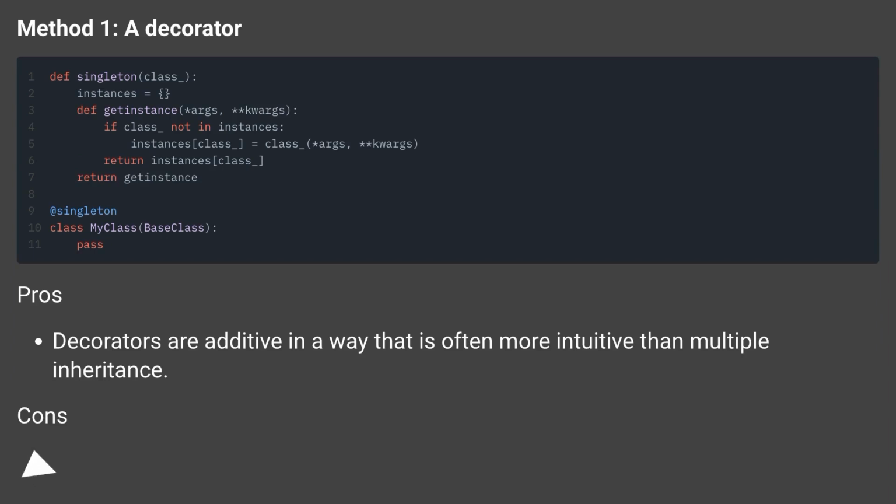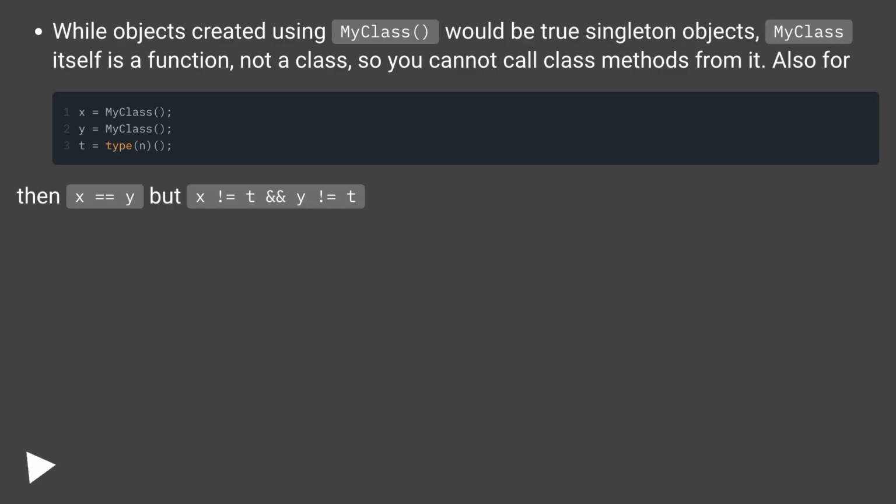Method 1. A decorator. Pros. Decorators are additive in a way that is often more intuitive than multiple inheritance. Cons. While objects created using my class would be true singleton objects, my class itself is a function, not a class, so you cannot call class methods from it. Also, x equals y, but x does not equal t and y does not equal t.